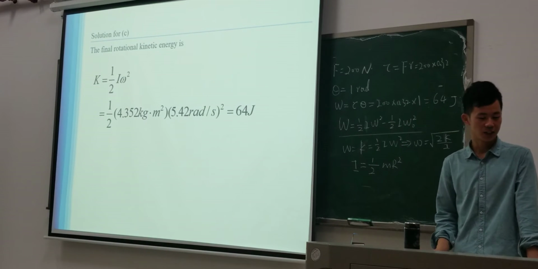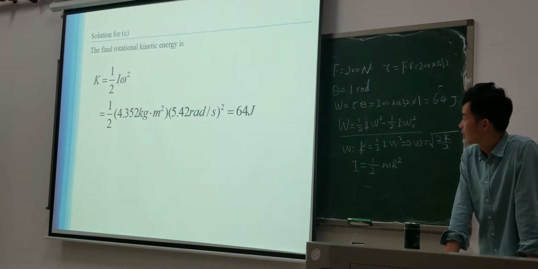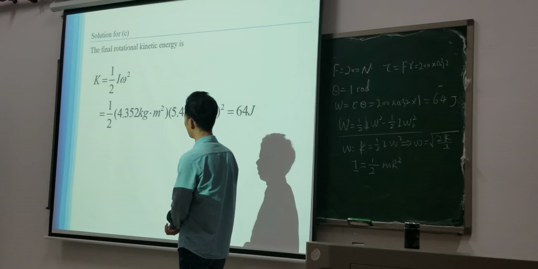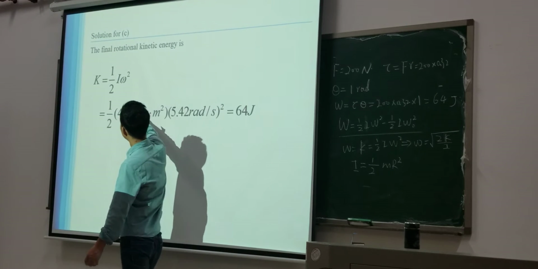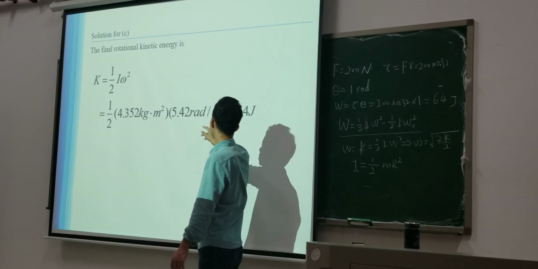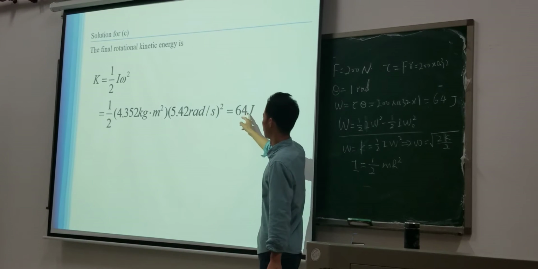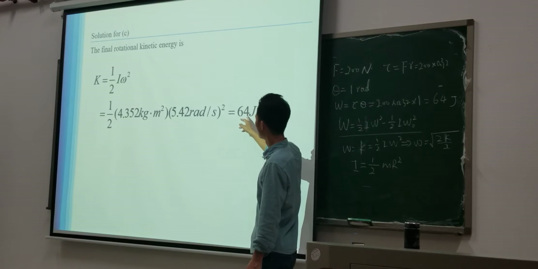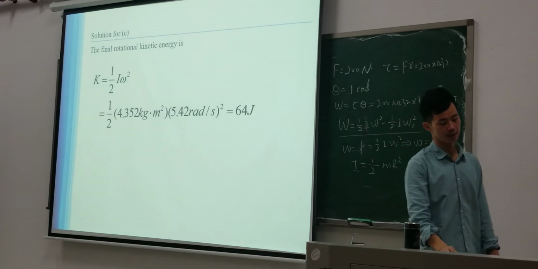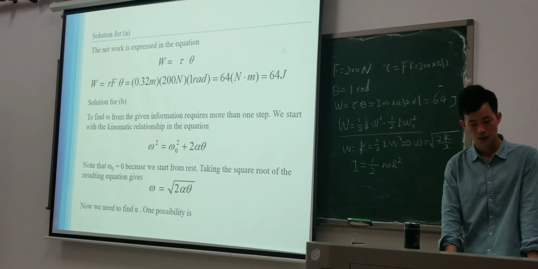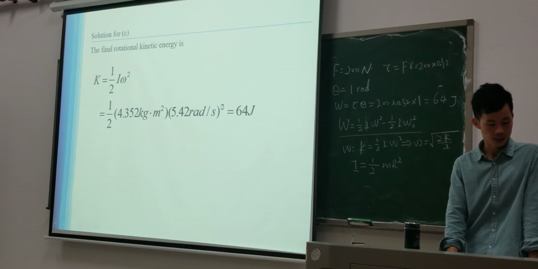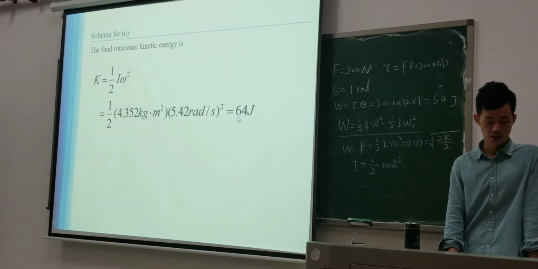And then the final rotation kinetic energy. The rotation kinetic energy is defined as half I omega square. The I is this one, and the omega we have found is this. So the kinetic energy is 64 joule. So we can say the kinetic energy is the same as the work. The work is 64 joule, and the kinetic energy is also 64 joule.